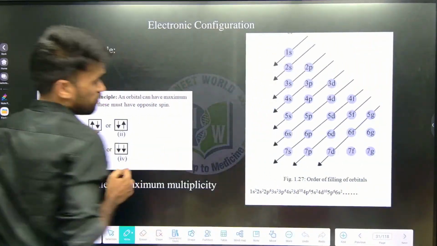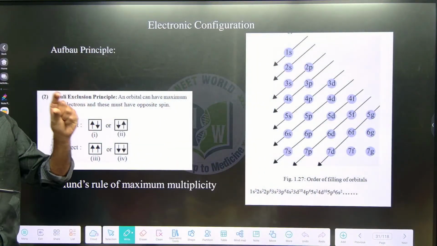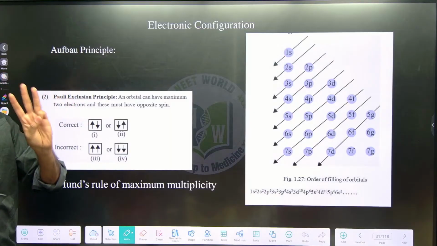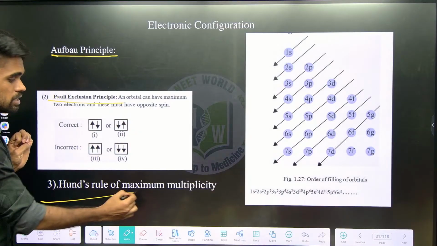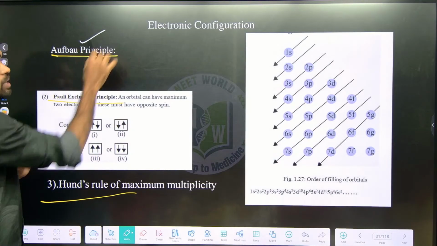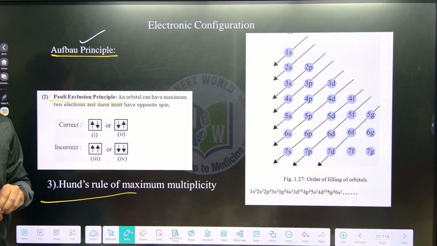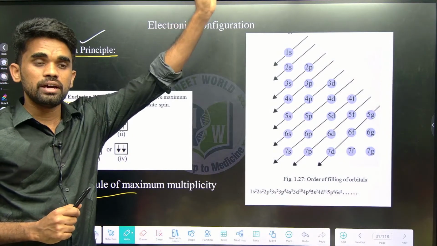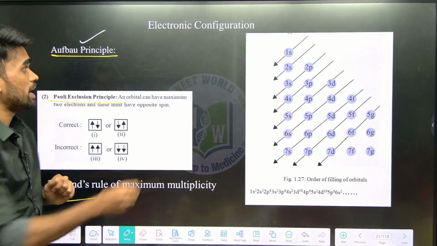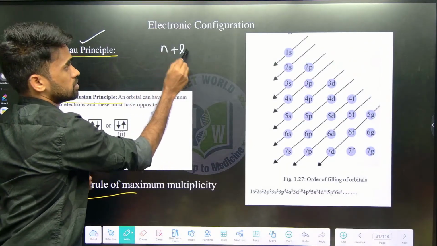While filling the electrons in the orbitals, we should follow 3 rules. One is the Aufbau principle, next Pauli's, next Hund's rule. So what does this Aufbau principle say? We need to follow energy orders. I told you, we should consider the n plus l value.